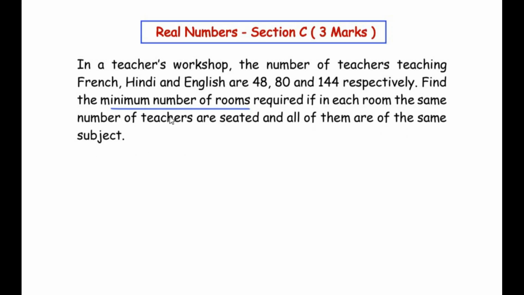Now here, since we have to find out the minimum number of rooms, we have to accommodate the maximum number of teachers. So here we need to find out the highest common factor. This is one of the keywords which will help you to understand whether you have to find HCF or LCM, that is, minimum number. And the second keyword you can look for is same number.